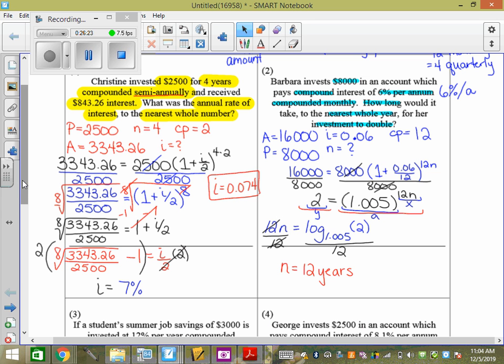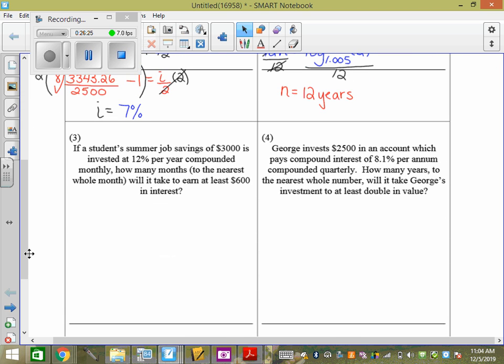You guys try 3 and 4, and then we're going to go through them. Number 3 and 4.